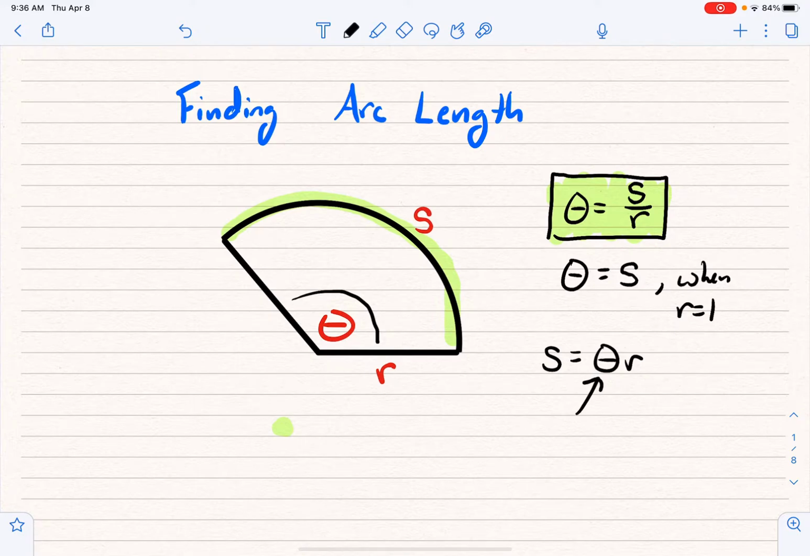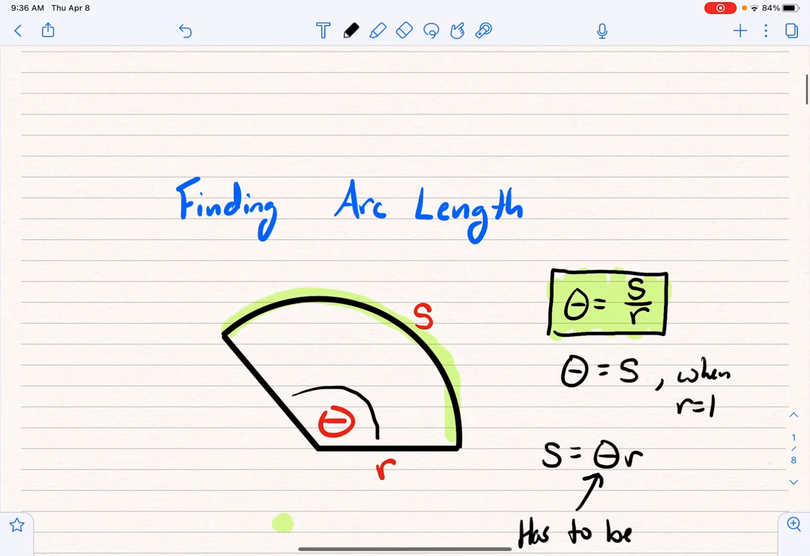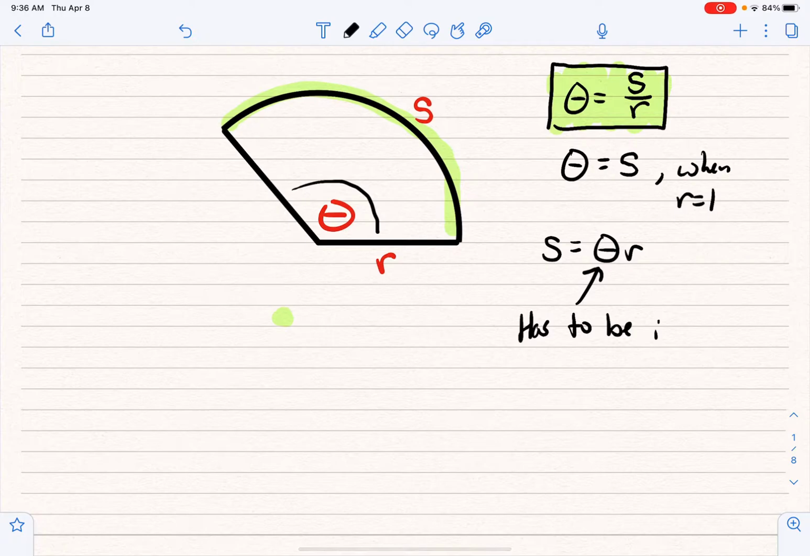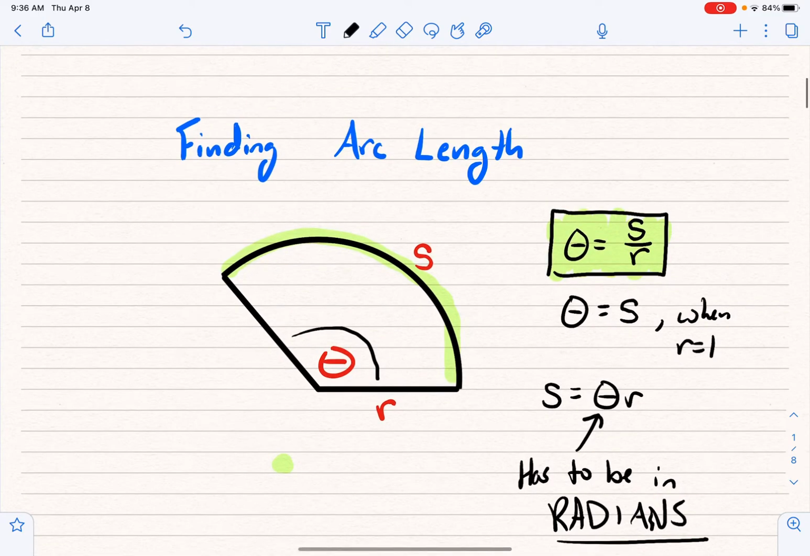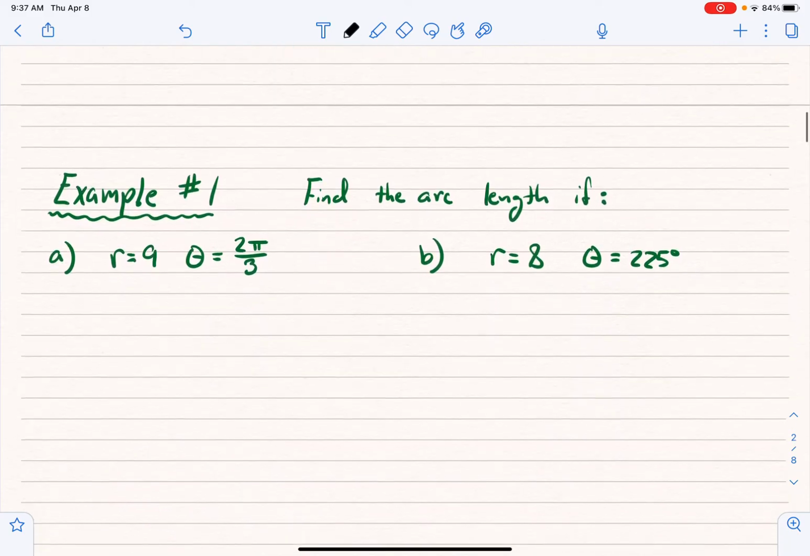But the catch is this has to be in radians. Okay, that is important. It's got to be in radians. So arc length is this really basic, easy formula right here. Arc length is equal to theta times radius, but the theta has to be in radians. Let's take a look at a couple quick examples.